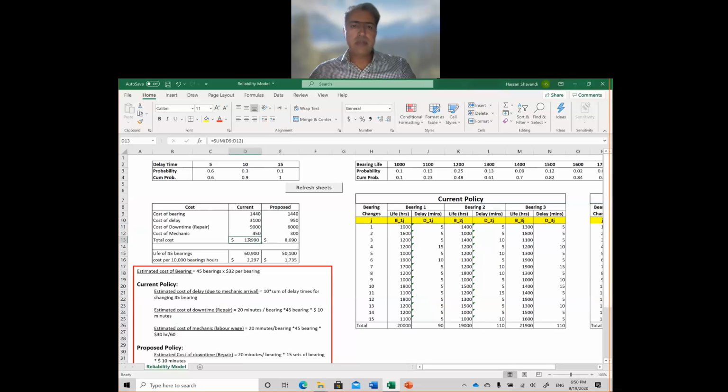And the total cost will be the sum of all these costs. Okay, so as you see here, for the current it's $13,990, but for the proposed it's $8,690.